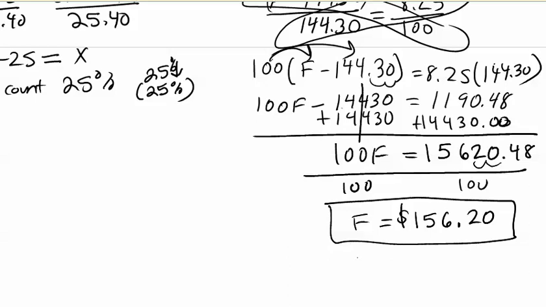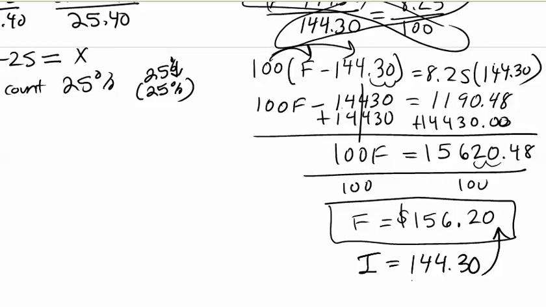And if we check back, that makes sense because we know it should be more. I keep using the word O, but if the initial price or the original price was 144.30, it seems pretty reasonable that increasing the price by 8.25% will cause it to go to $156.20.